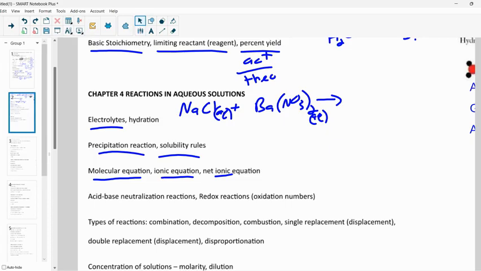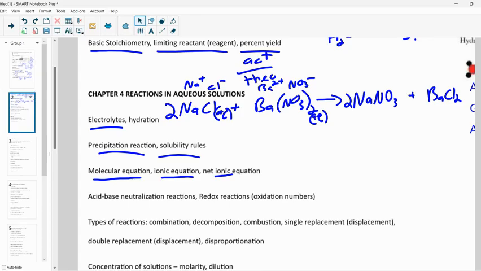All right, so we have this. What would my products be? We'll say this is a precipitation reaction. NaNO3 too? No, why not? I've got to think about charges here. Na is +1, Cl is -1, Ba is 2+, nitrate is -1. So I get NaNO3. And what else do I get? I can put a 2 there just to balance it off.